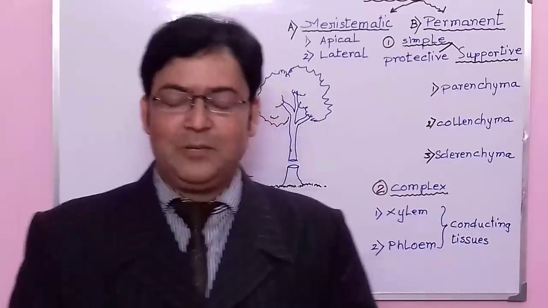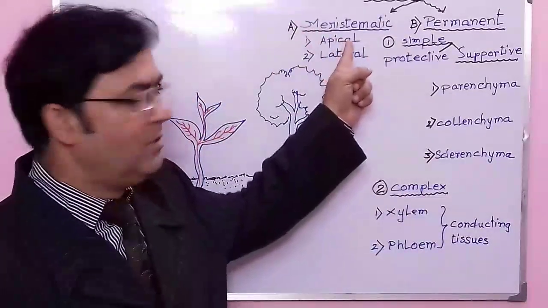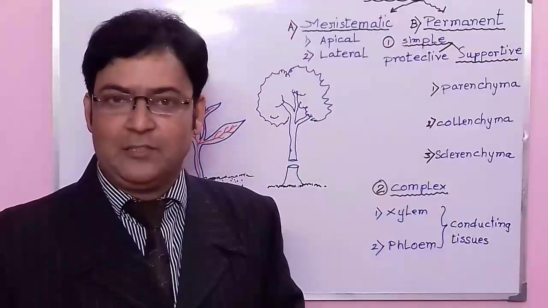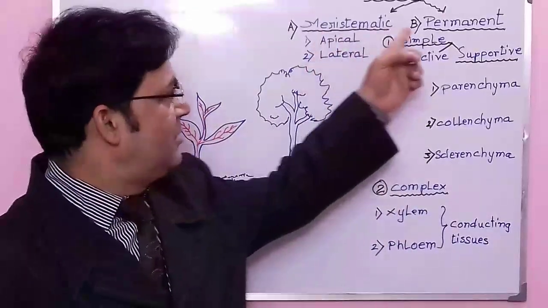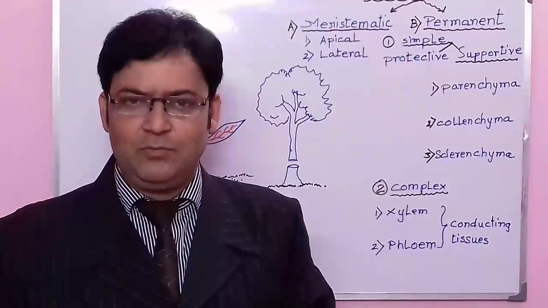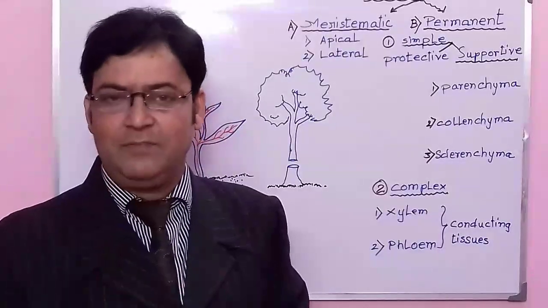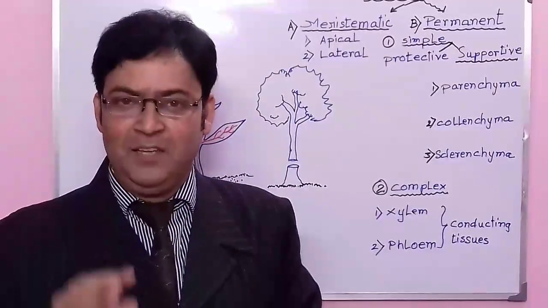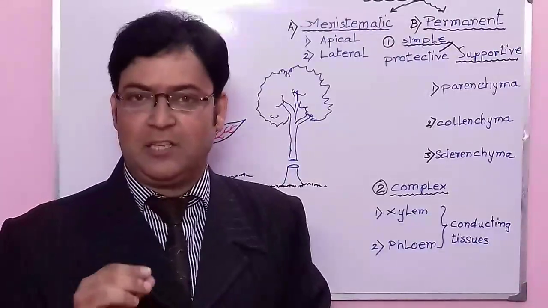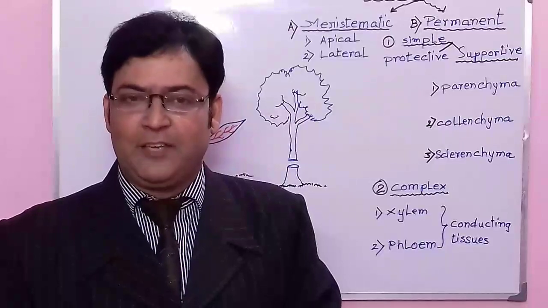Let's understand plant tissues. Plant tissues are broadly classified under two categories: meristematic and permanent. What is meristematic tissue? They are small in size, they are actively dividing all the time, the nucleus is large, the cell wall is thin, and they don't have any vacuoles.